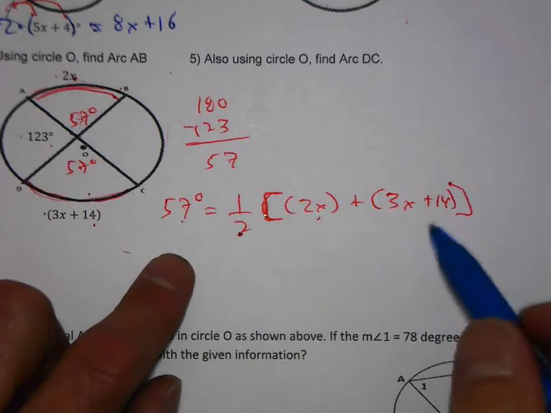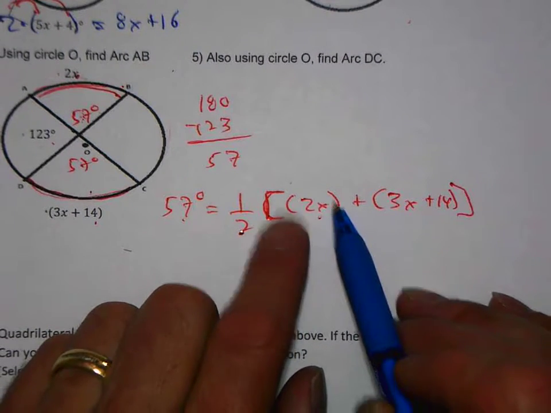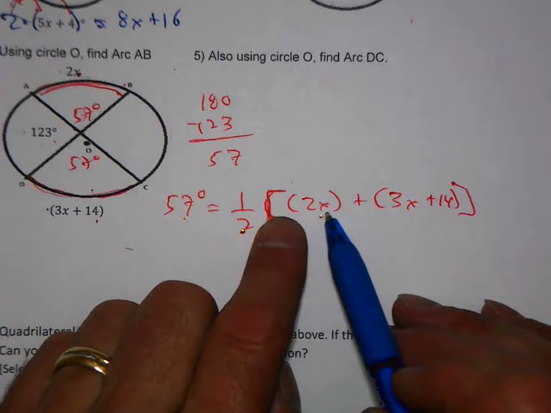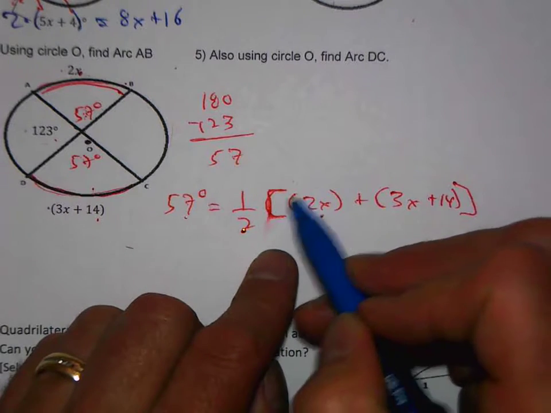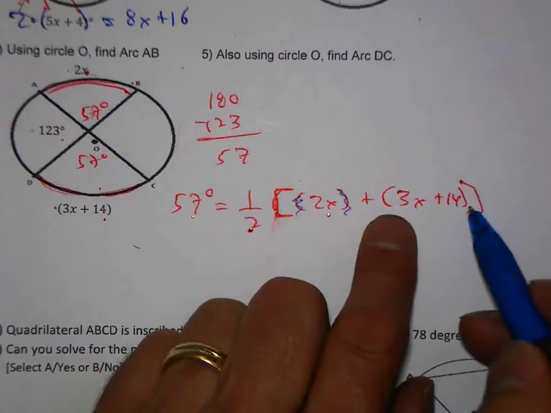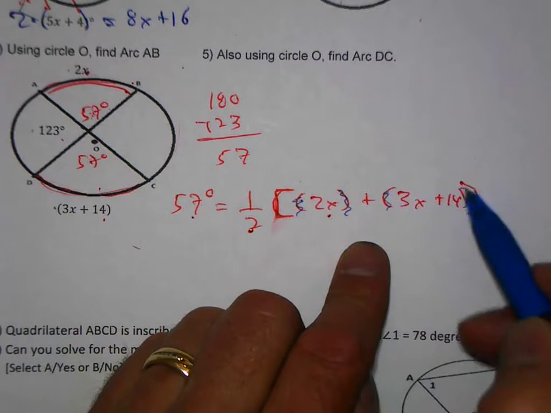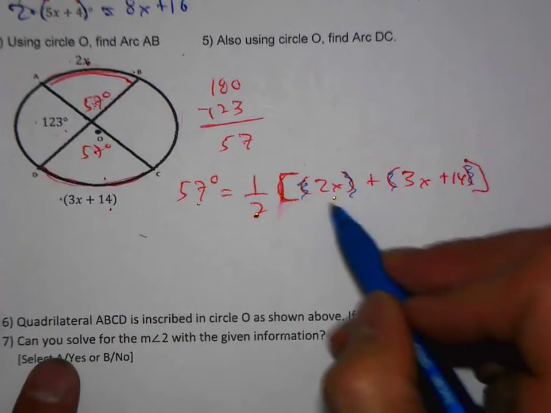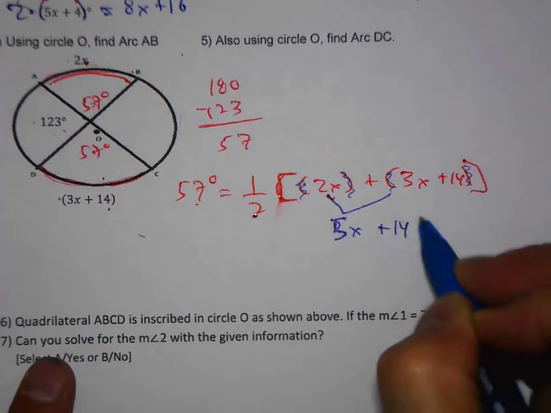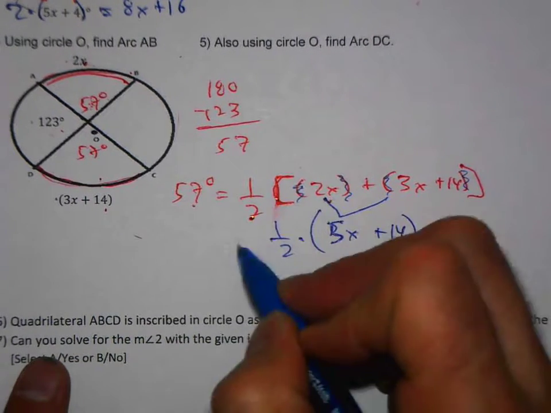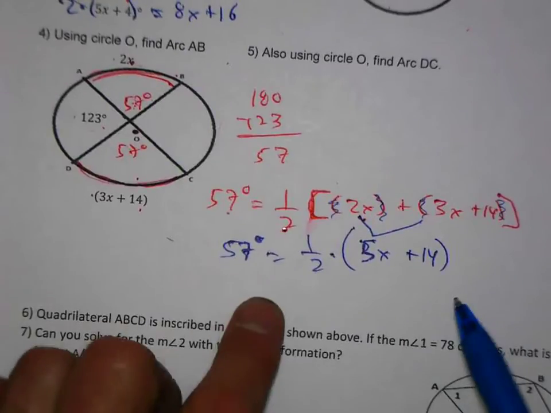And now to solve this, let's first look at inside the parentheses. Do I need these parentheses here? No, I don't. There's no number being multiplied, there's no exponent, so I can ignore these parentheses. Do I need these parentheses over here? No, there's nothing being multiplied, this is being added, and there's no exponents, so I can ignore those too. Now I can add like terms, so I have 5x plus 14, and then bring down my 1/2 and my 57. I'll get rid of the degrees, I don't need the units now. Let's just deal with the numbers.